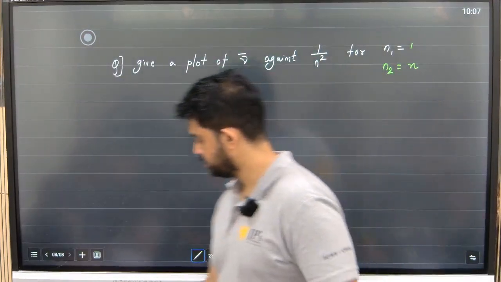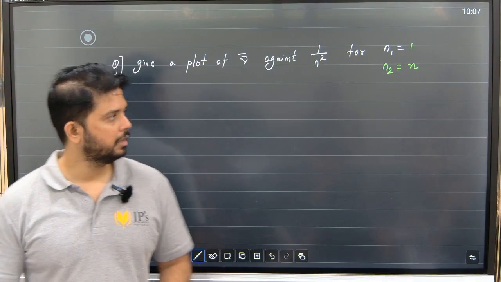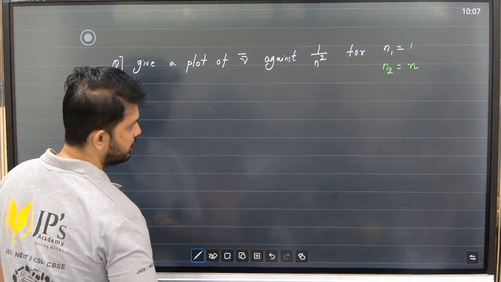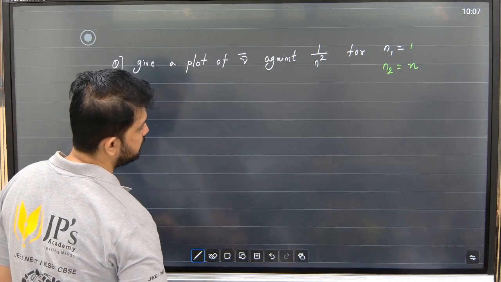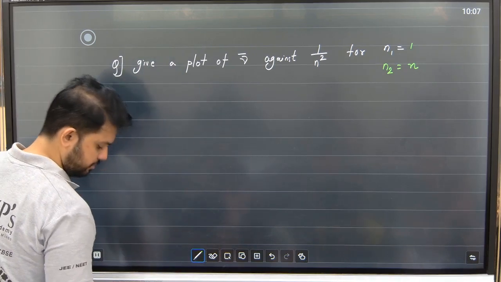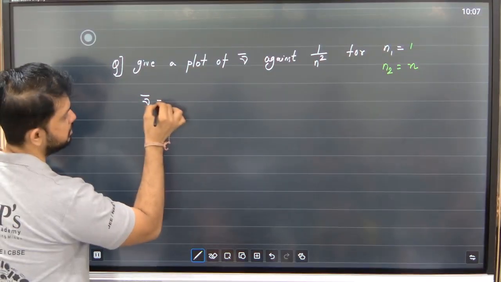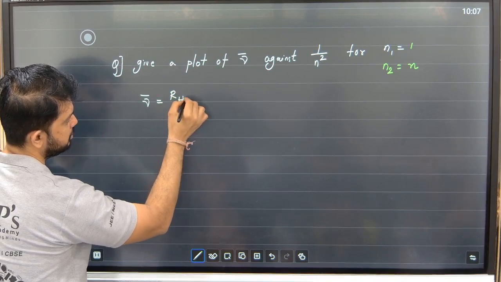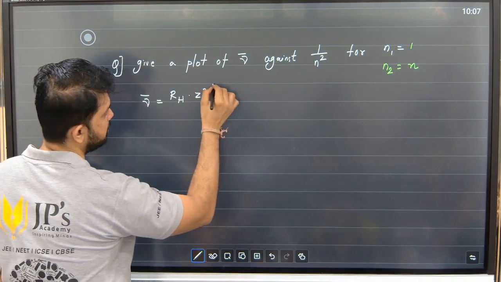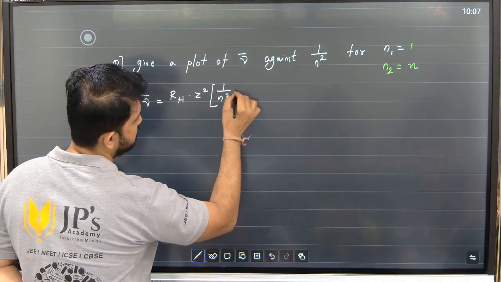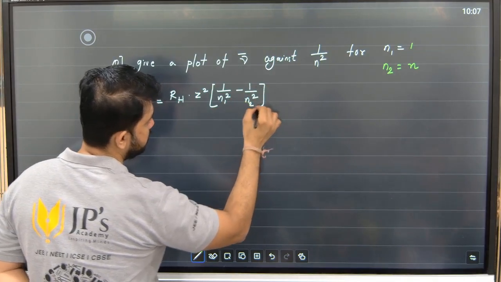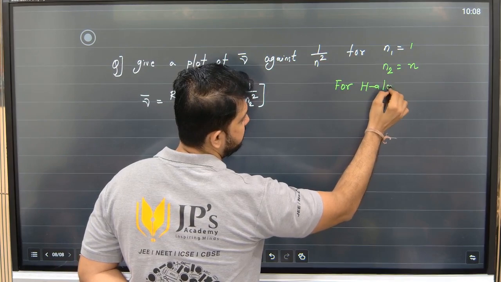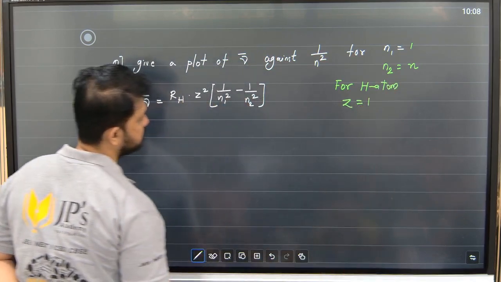Okay. So the next question that we have, people, is: give a plot of wave number against 1 upon n square for n1 equal to 1 and n2 equal to n. So come on, give me the formula for wave number. Wave number is equal to 1 upon lambda. Since we don't need 1 upon lambda, I am writing RH into z square, 1 upon n1 squared minus 1 upon n2 square. Here we do it for hydrogen atom, so that z will be 1.